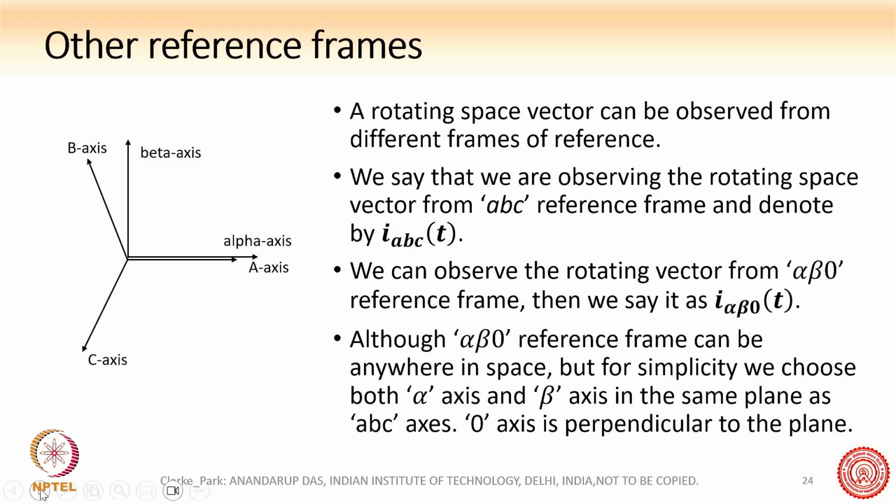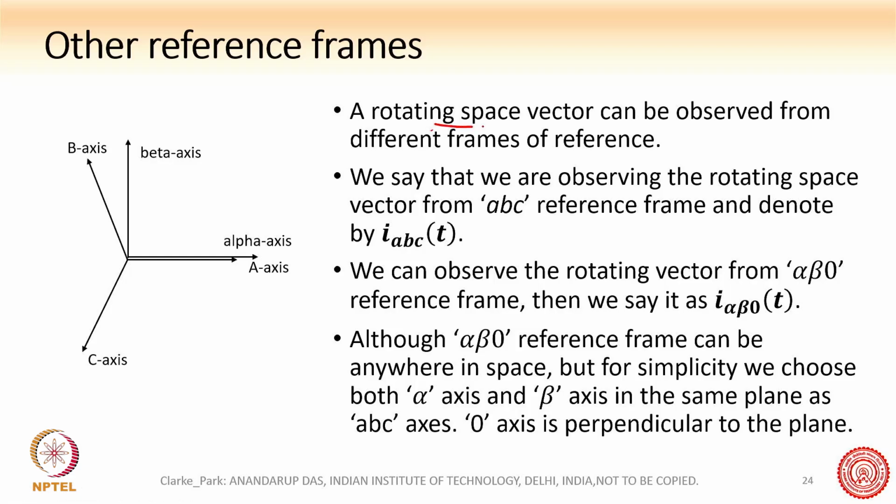Now we have understood what Clarke's transformation is, and how instantaneous active and reactive power are calculated in the alpha beta domain. Now we will go into what is known as the DQ system. Here we will see something a little bit different. Alpha beta is relatively easy to understand; DQ you have to visualize slightly.